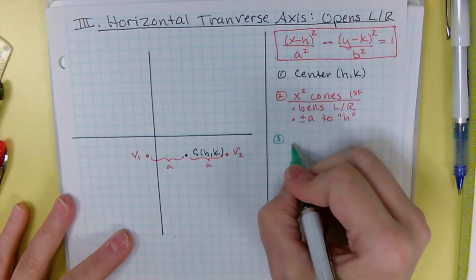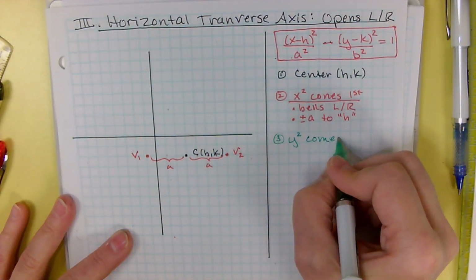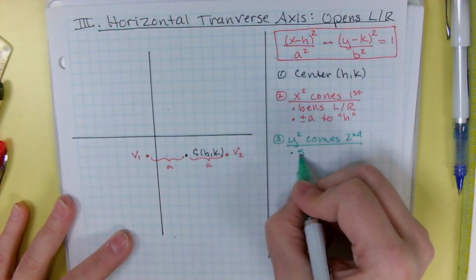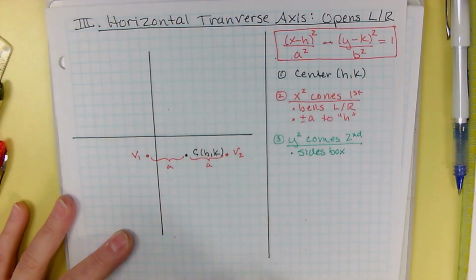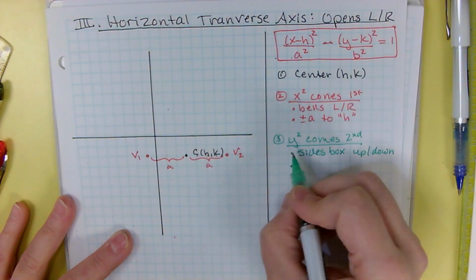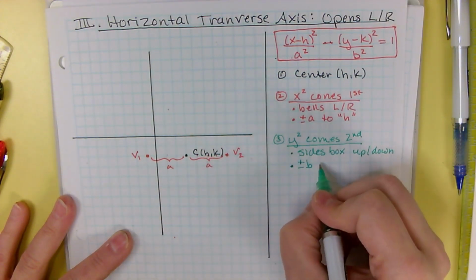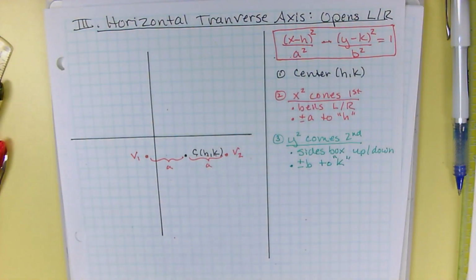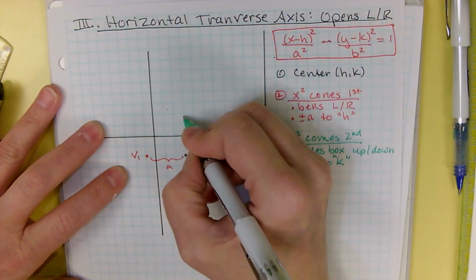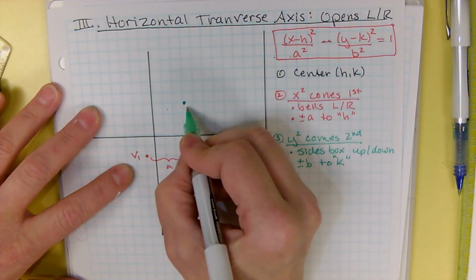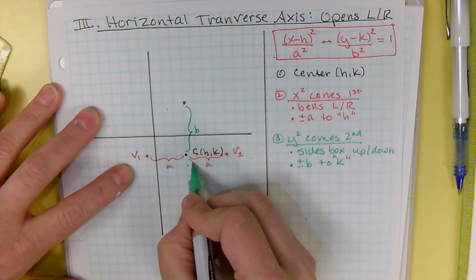Okay, number 3. The y squared comes second. So the sides of the box are going to be up and down. So we're going to add and subtract B, plus or minus B, to the k of the center. Let's say that our B is 5. So we're going to go up 5, 1, 2, 3, 4, 5, make a dot, down 5, 1, 2, 3, 4, 5, make a dot. And again, that is a distance of B from the center.